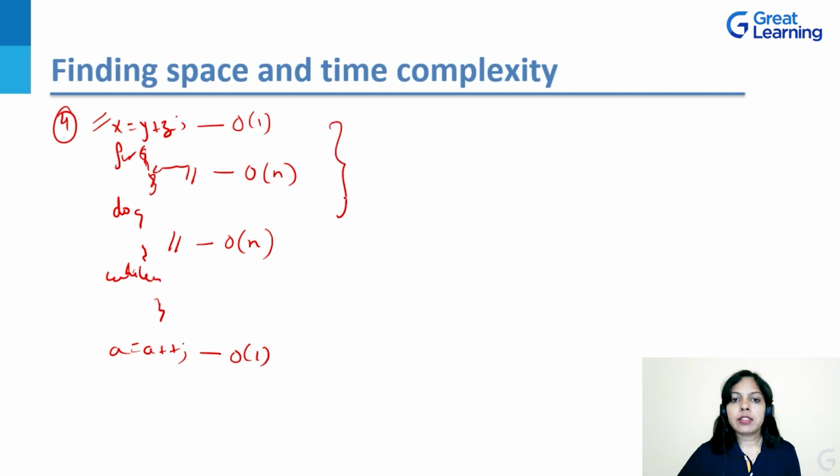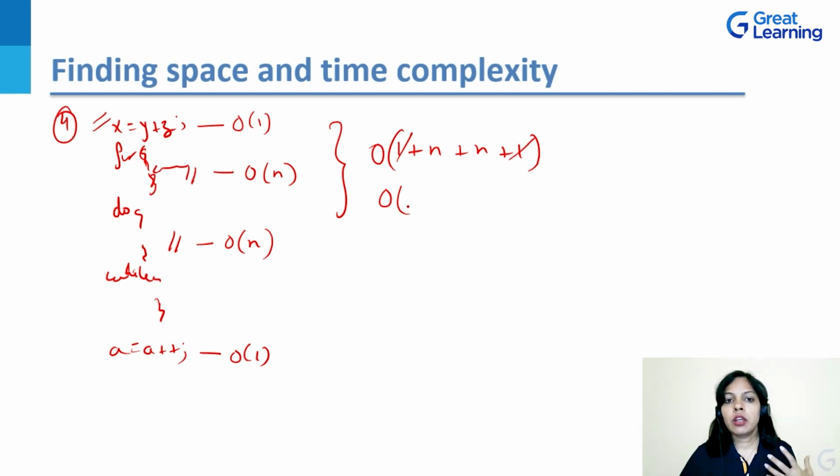The final time complexity is going to be the summation of all, that is 1 plus n plus n plus 1. Constants are always removed because they don't play much role, since a constant is always going to take constant time. So that doesn't affect the performance of the code. We'll remove those. So n plus n will be 2n, again a constant which will be eliminated, and this will be just n. So the total time complexity will be O of n.